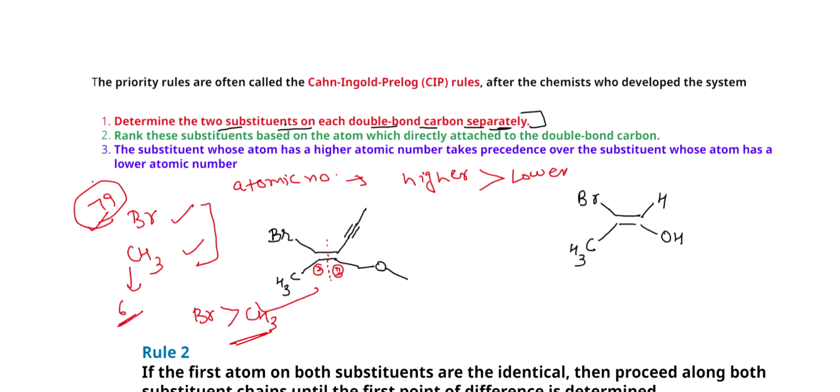So bromine is the high priority group in this molecule. I will designate it as one, and methyl is the second group. And now, similarly, we have to find out the higher priority group on carbon number 2. So carbon number 2 is further linked to carbon.